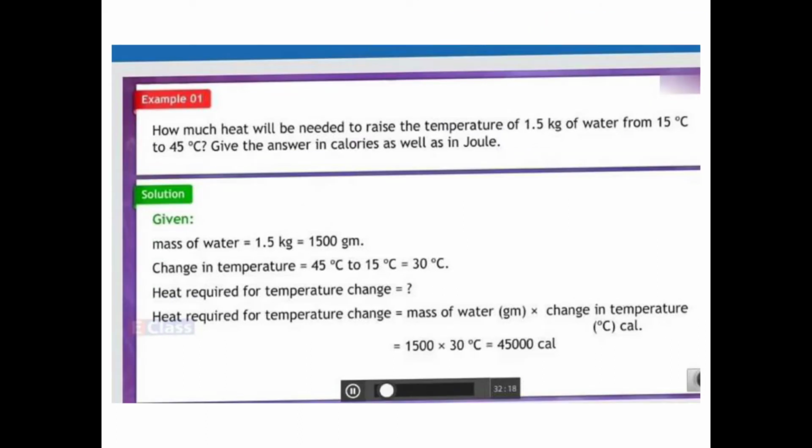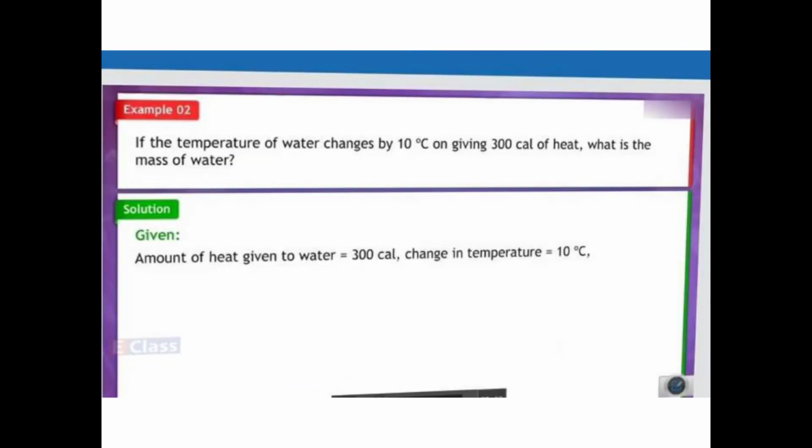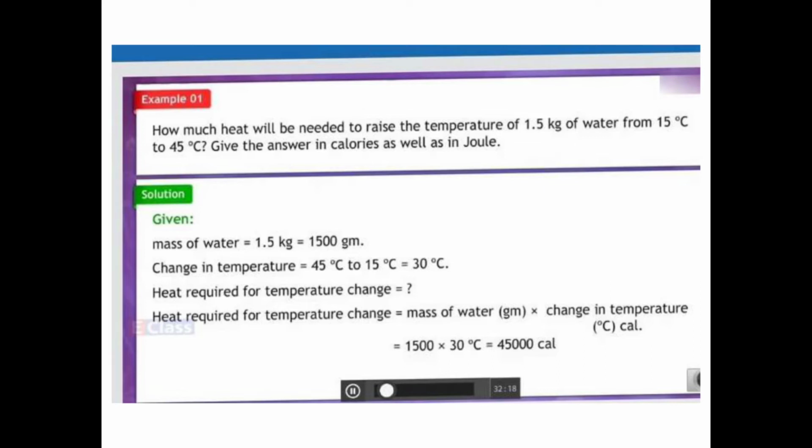So it will be 1500 multiplied by 30, which gives you 45,000, right? So once it is got in calories, you have to just multiply by 4.18. तो आपको जूल्स में भी मिल जाएगा क्योंकि 1 कैलोरी इज 4.18 जूल है. तो जो भी कैलोरी है उसको अगर जूल में you wanted to convert, you have to multiply it by 4.18. So you will get 188,100 joules. Okay, 1,88,100 joules. That much heat is required.